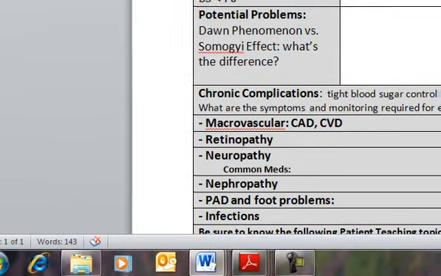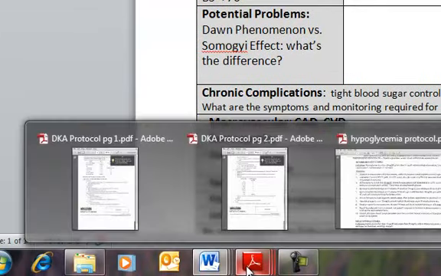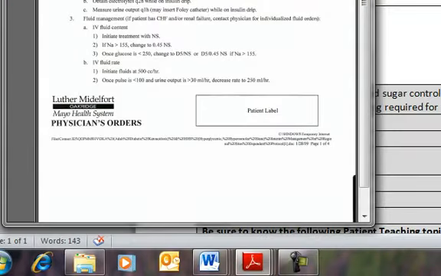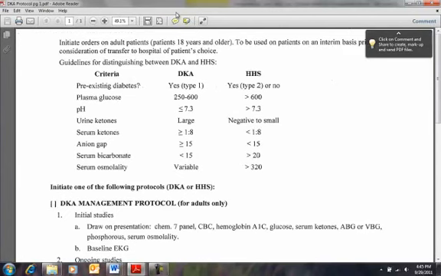So let's look at the sample protocol for DKA. Like I said, these are samples from the Mayo system that I just obtained with my clinicals with students. This is actually a protocol used in a regional facility, meaning the nurses, without having a physician actually present, have this protocol in place, and they can immediately initiate treatment before the physician is there, which, as you know, can be critical in these types of situations.